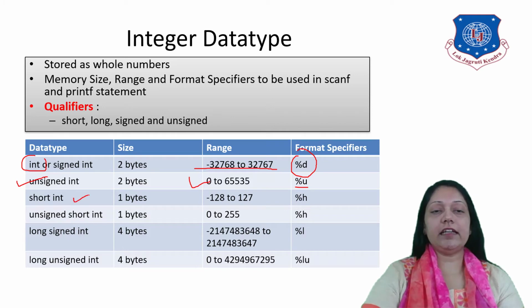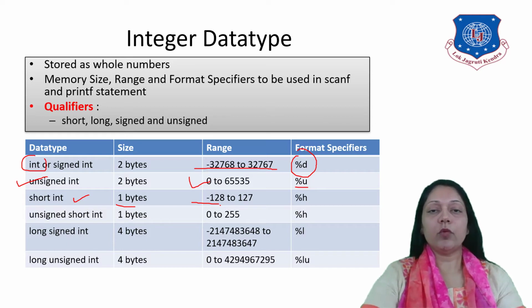Next is short integer. Short int means we are going to store an integer value, but it would be of smaller value. The size is 1 byte in the memory and the range is -128 to 127. So if in your particular program a number does not exceed 127, better go for short int instead of int data type, because it will help you to save your memory. The format specifier is %h.